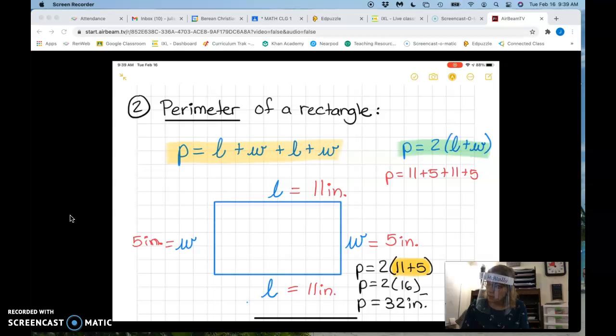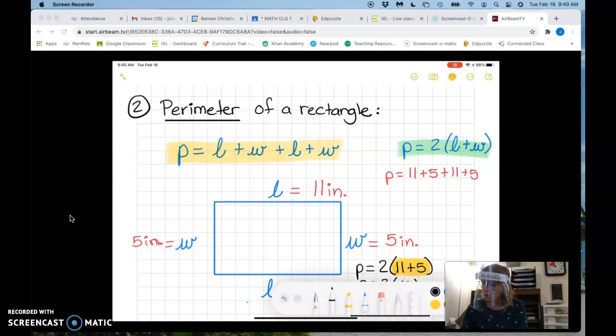And I'm going to write my units there because they did give us units. So whenever they give you the units, you should write that in your answer. All right, so there's that one if you're choosing to use that formula. And then let's solve the other one and see if we get the same answer.